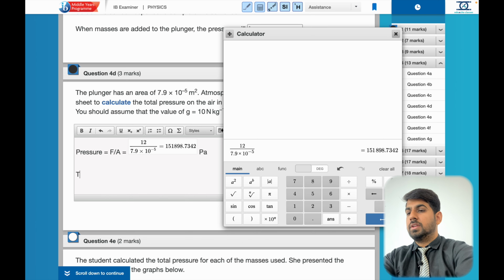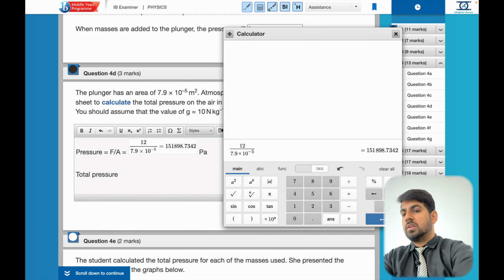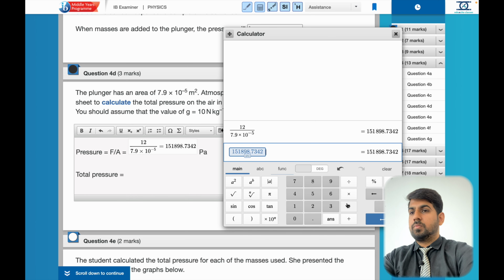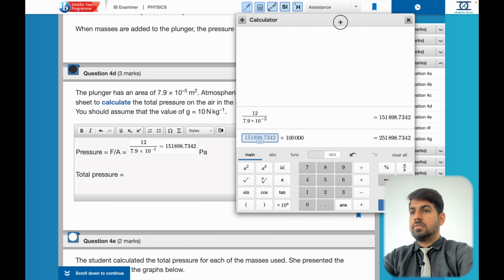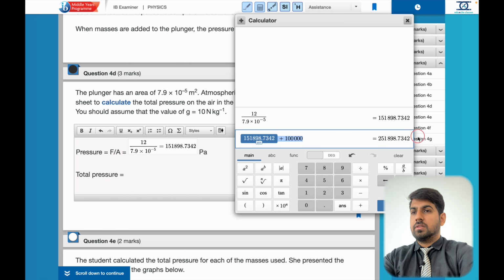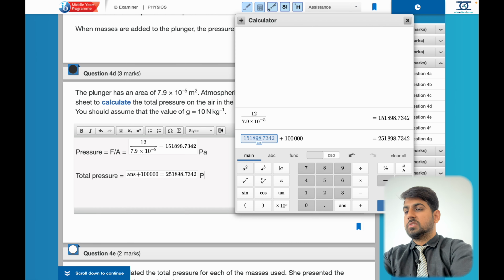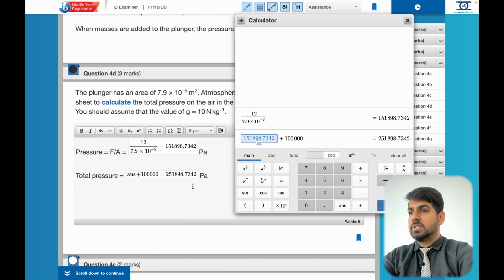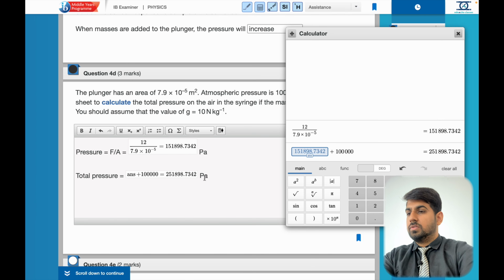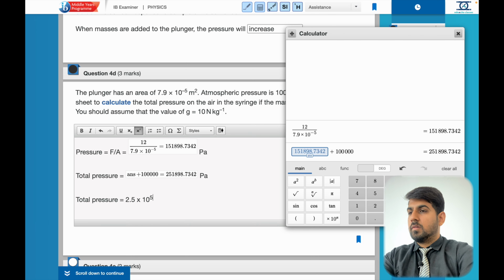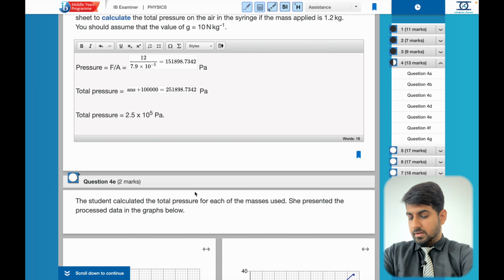But total pressure will be due to atmospheric pressure plus this. So the answer plus the atmospheric pressure is this much. If you can see, this will be 5 zeros. So this will be your answer. Total pressure will be this much Pascal, or rounding off to the correct significant figures, we can write 2.5 times 10 raised to power 5 Pascal. Okay, so this will be your answer for question 4D. I hope it is quite clear. If you have any doubt, just let me know.